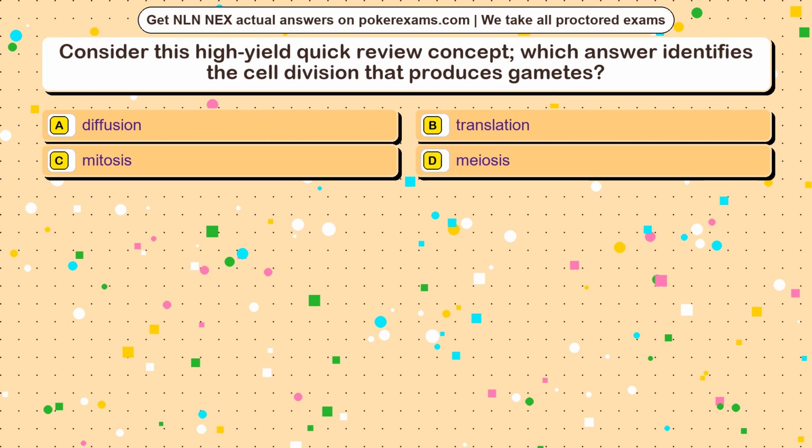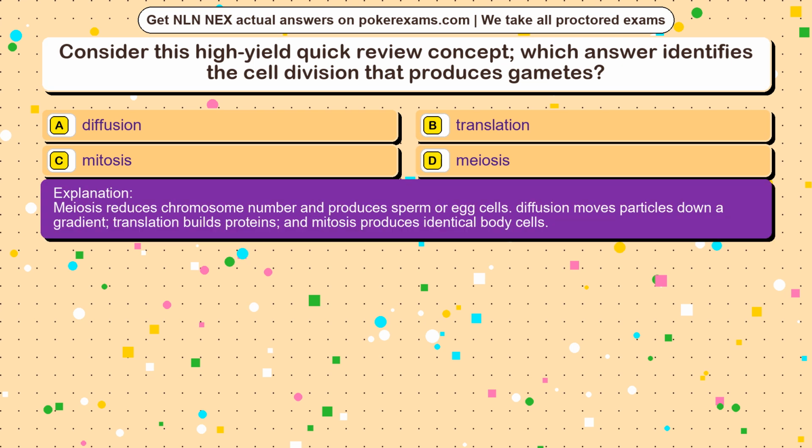The correct answer is option. Meiosis reduces chromosome number and produces sperm or egg cells. Diffusion moves particles down a gradient. Translation builds proteins, and mitosis produces identical body cells.